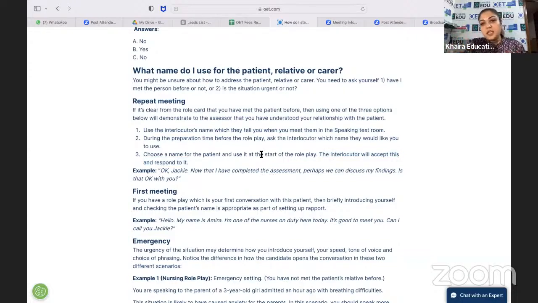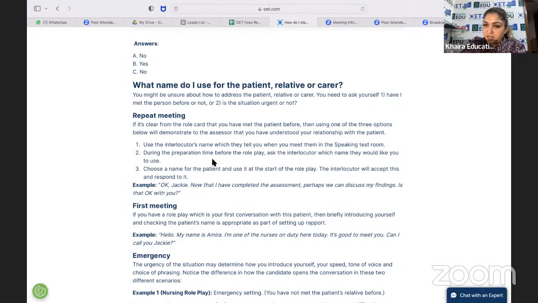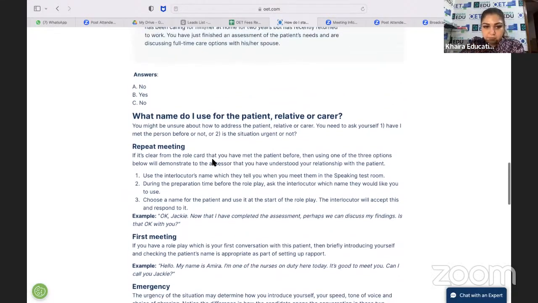1, you can use the interlocutor's name as it is. 2, before the role play starts, during the 3 minutes preparation time, you can ask the interlocutor, what name can I use for you? And whatever name they give you, use that to start. 3rd, you can assume a name yourself, whatever name you prefer. I know students at Khaira Education prefer the name Jenny. I've heard many students saying, hello, Jenny. So this has become a very popular choice. So you can assume a name and then start that role play with that name. And all of these are equally acceptable and appropriate.